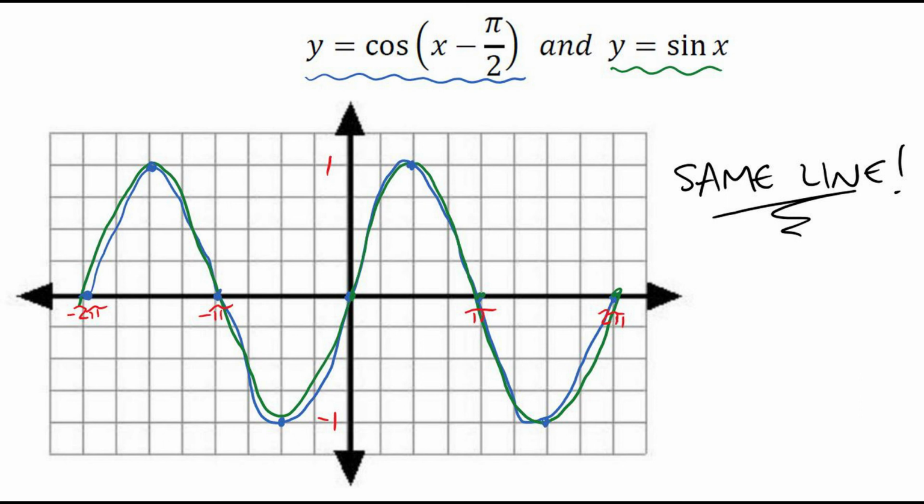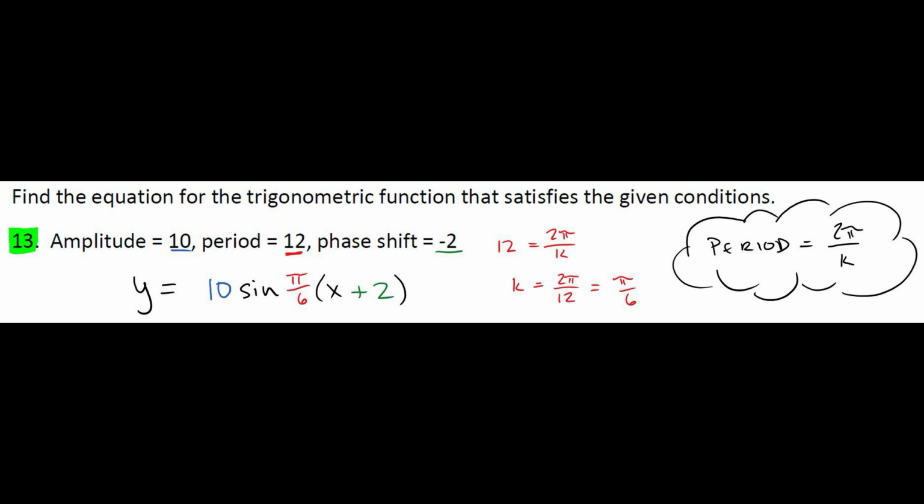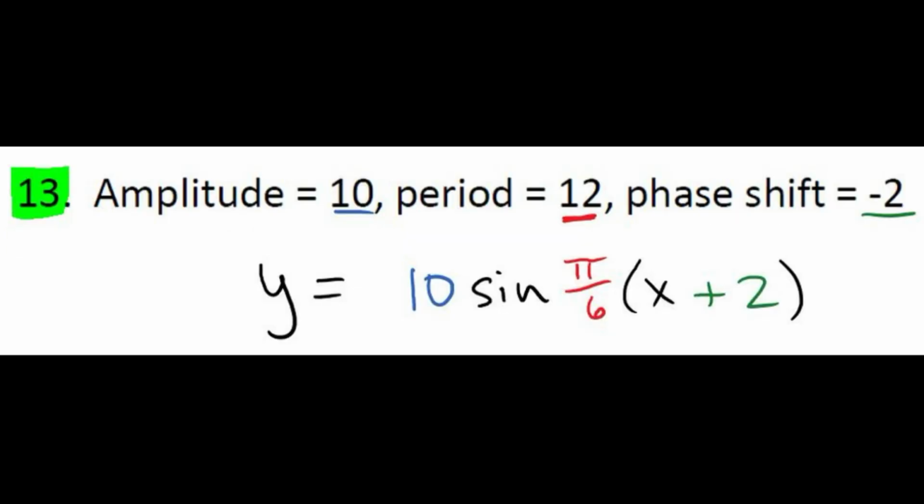All right, last section. What they say is find the equation for the trig function that satisfies all these conditions. So they want an amplitude of 10. I did that here in blue. And it doesn't say anything about sine or cosine, so I just use sine. If you use cosine, that's fine too. But amplitude of 10, so that goes in front of the sine.